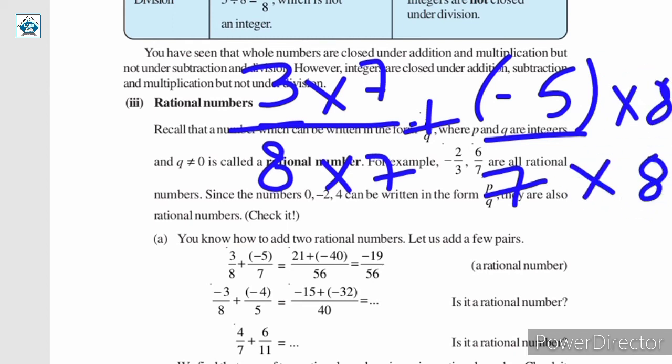So after that you will get the answer as 21 plus minus 40, divided by 56. 7 into 8 you get 56. 8 into 7 is also 56. So here the answer will be minus 19 upon 56, which is once again in the p by q form. So we can say that it is a rational number.